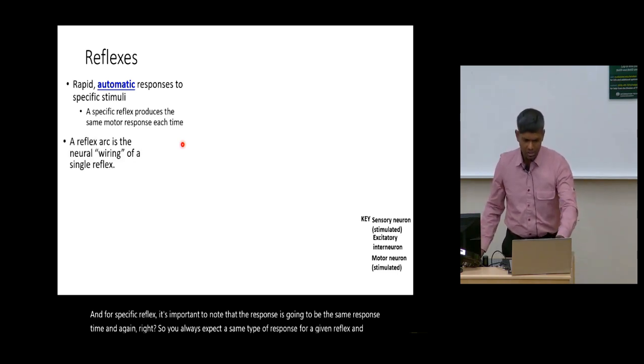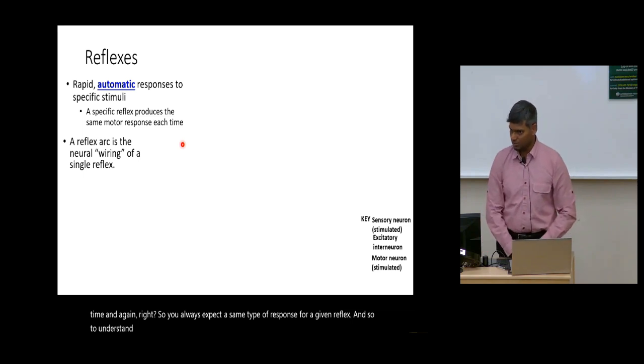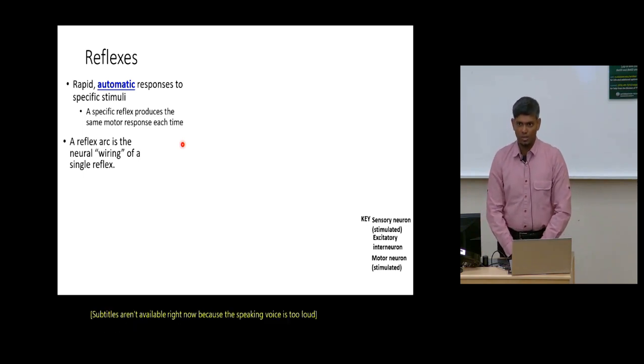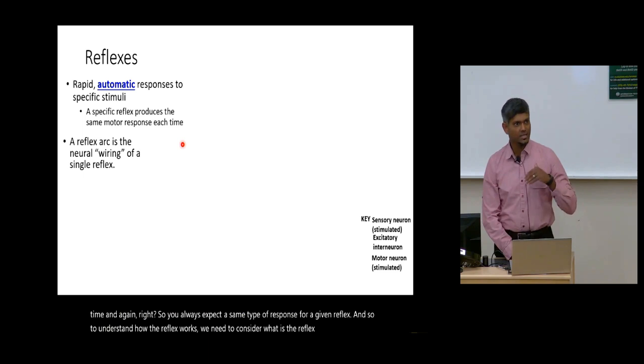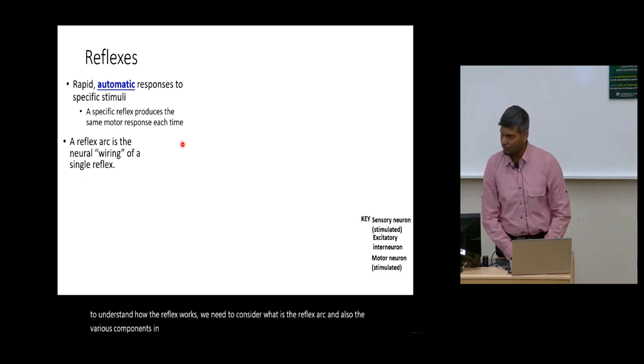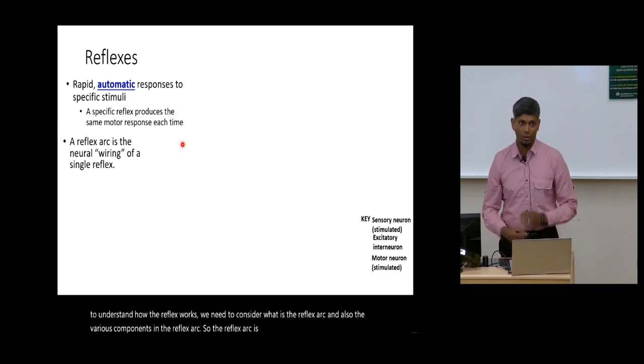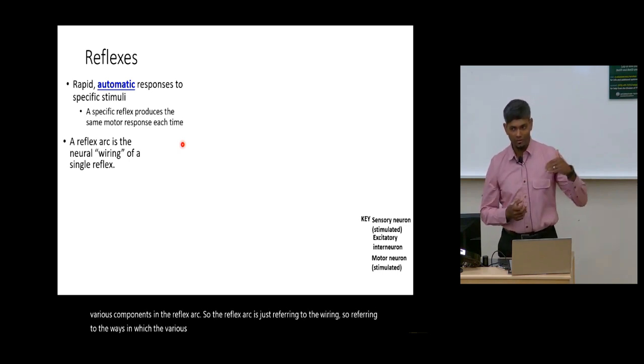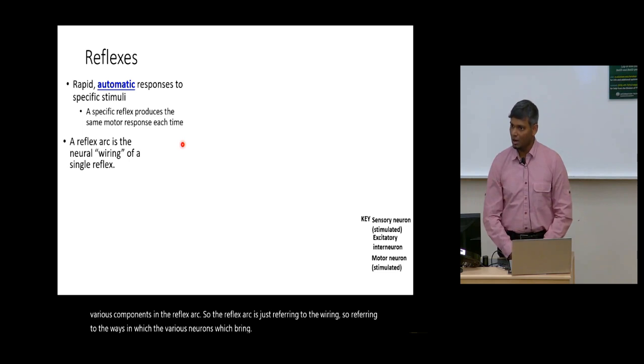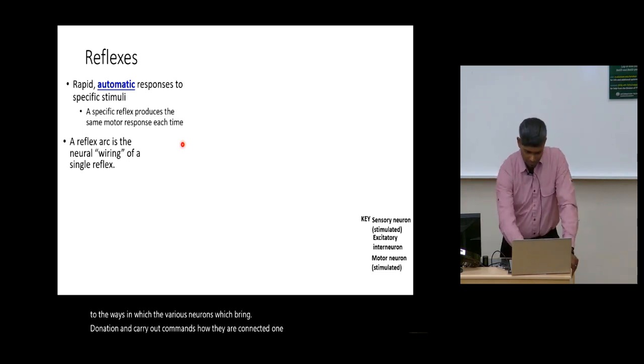And so to understand how the reflex works, we need to consider what the reflex arc is and also the various components in the reflex arc. So the reflex arc is just referring to the wiring, or it's referring to the ways in which the various neurons which bring in information and carry out commands are connected one to another.